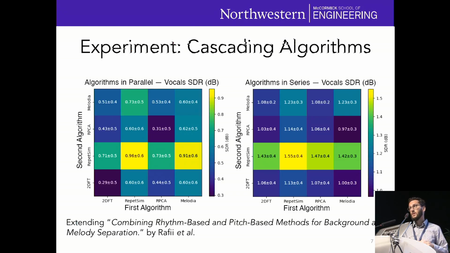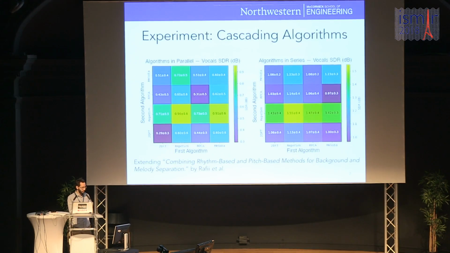So we did a few example experiments with this in our paper. One of them I'm going to highlight is this cascading algorithms, where we extended work by Zafar Rafii, and we used the API, and we were able to mix and match 4 by 4 combinations of algorithms in 2 ways. So we ran like 32 algorithms in total with like 150 lines of code.